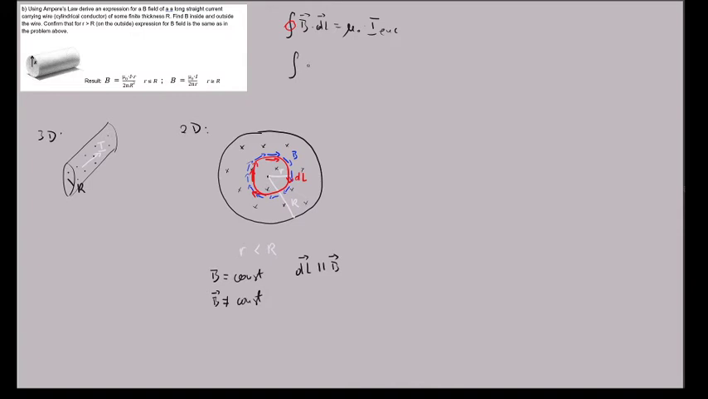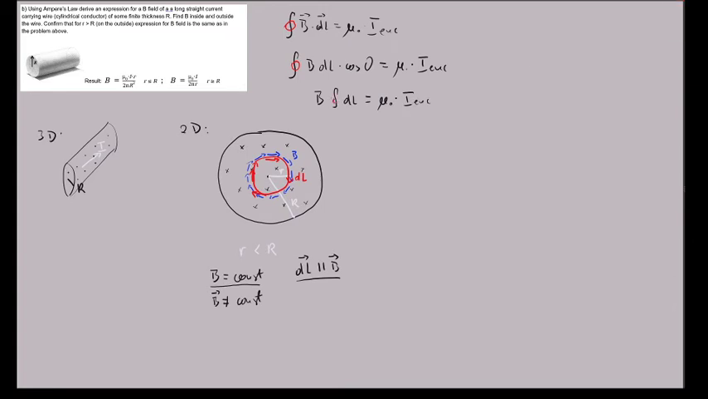So the integral of B dot dl becomes B dl times the cosine of 0, and it's cosine of 0 because dl and B are parallel, equals mu naught times I enclosed. And this is a closed loop. Now B, the magnitude of B is constant. We have set it here. I can pull this B in front of the integral, so what I have is B, and then I have the integral of dl, cosine of 0 is 1, equals mu naught times I enclosed.